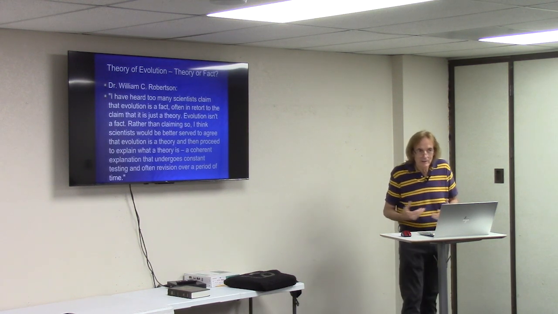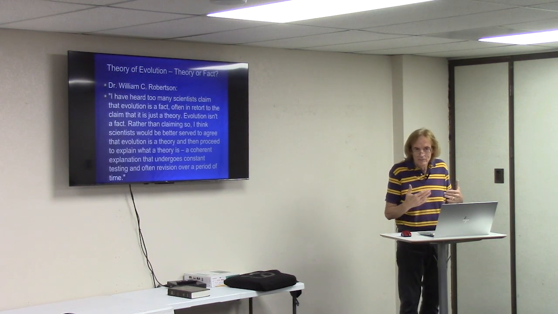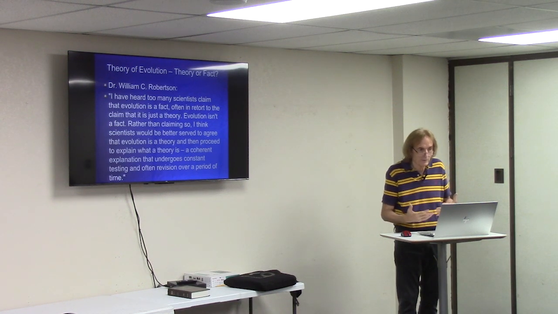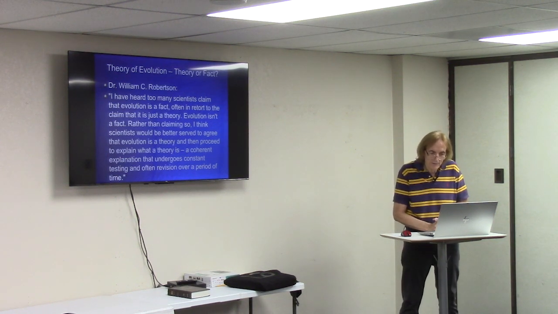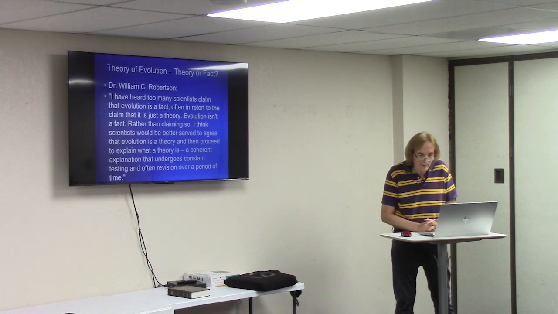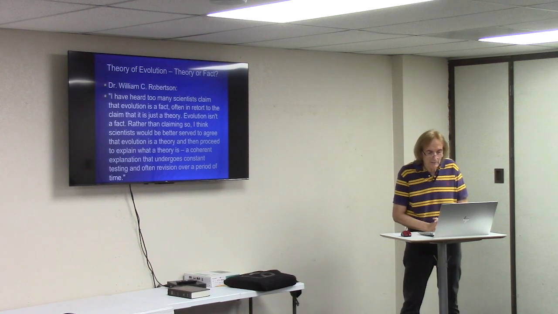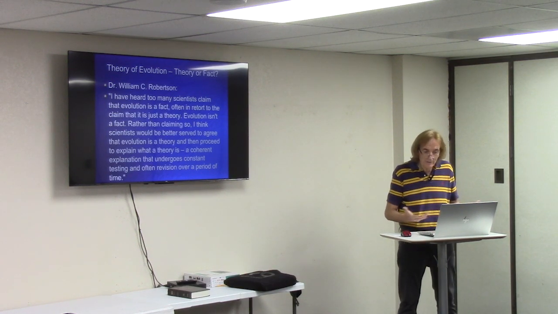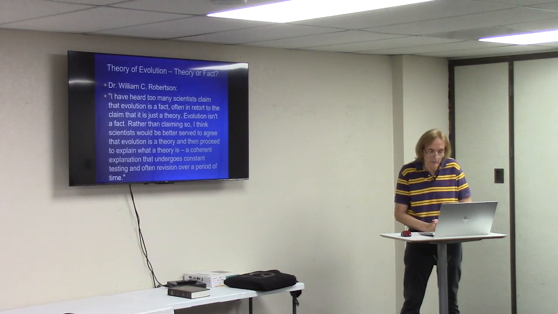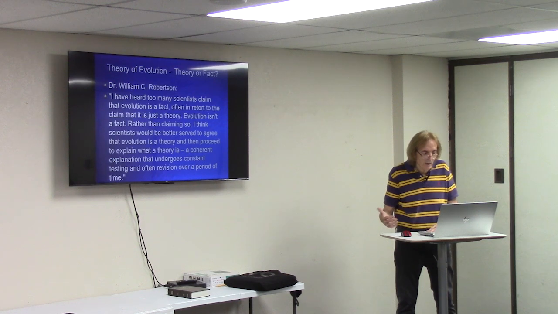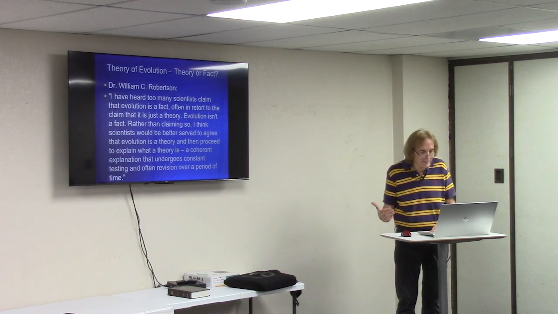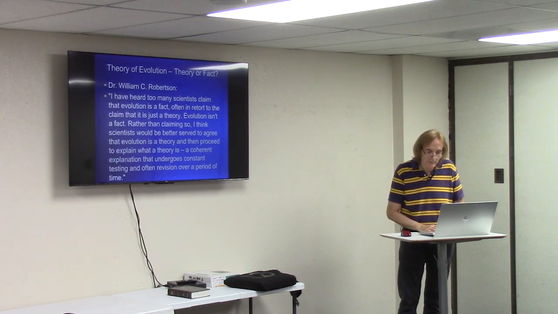However, in previous classes we found many, many scientific evidences that run totally counter to the theory of evolution. William C. Robertson writes this. He writes for the National Science Teachers Association. He makes a correct statement about theory versus fact when he writes, I've heard too many scientists complain that evolution is a fact, often in retort to the claim that it's just a theory. Evolution isn't a fact. Rather than claiming so, I think scientists would be better served to agree that evolution is a theory and then proceed to explain what a theory is, a coherent explanation that undergoes constant testing and often revision over a period of time.